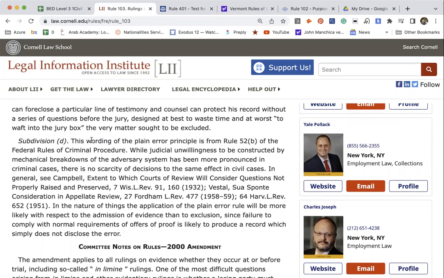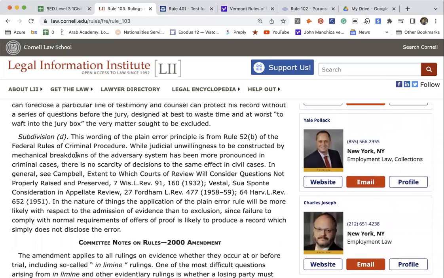Let's just look at this here. The wording of the plain error principle is from Rule 52(b) of the Federal Rules of Criminal Procedure. While judicial unwillingness to be controlled by mechanical breakdowns of the adversary system has been more pronounced in criminal cases, there is no scarcity of decisions to the same effect in civil cases. In general, see Campbell, extent to which courts of review will consider questions not properly raised and preserved.